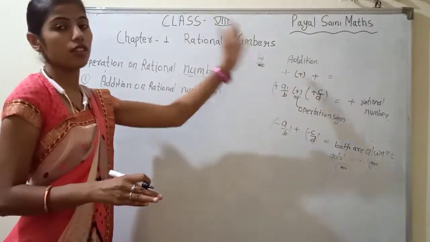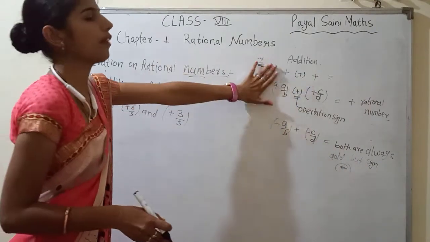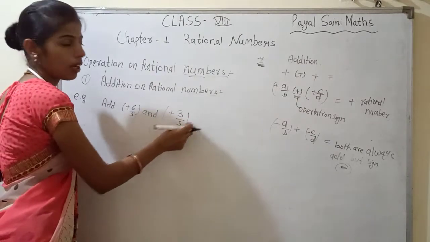In mathematics, these are facts. They are not made by me. It's a fact of our mathematics. Now we start: plus 6 by 5 and plus 3 by 5.